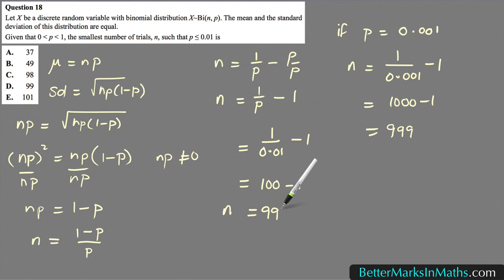So that value of n would make the value of p equal to 0.01, and that would be the smallest number of trials that you could have that would make p less than or equal to 0.01. So that's answer D, which is the right answer for this one.